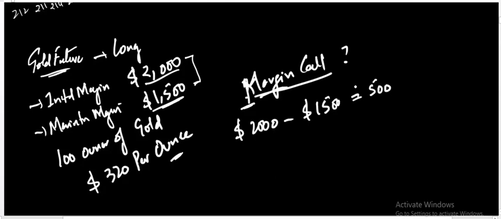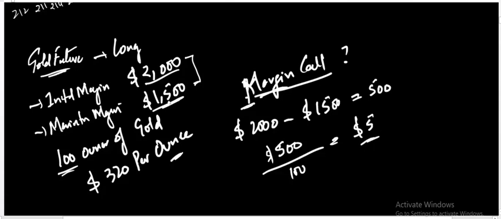He has bought these 100 ounces of gold, which means if we divide this $500 by the 100 ounces of gold, there will be a $5 rate. Since the party is long and has bought the asset at $320 per ounce, a margin call to this party will come only when the price falls. If the price is reduced by $5, which means at $315, there will be a margin call, because the party is long.